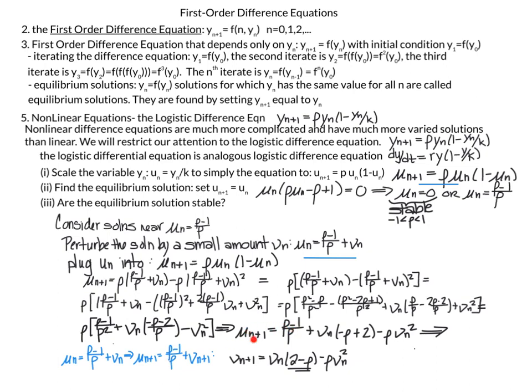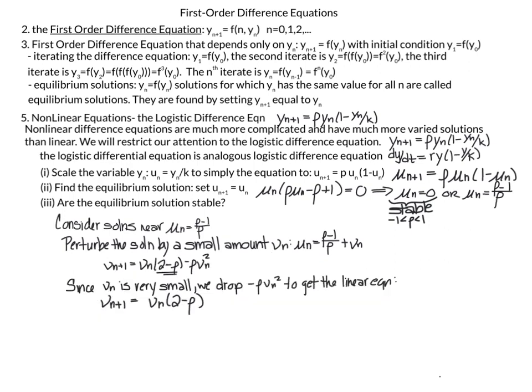So I have vn plus 1 is equal to the rest of this equation, which is vn times 2 minus rho, minus rho vn squared. And I've kind of summarized things here. I was considering solutions near mu of n equal to rho minus 1 over rho. I perturbed this solution by a small amount, vn. And what I got is vn plus 1 is equal to vn times 2 minus rho, minus rho vn squared. Since vn is really very small, we're going to drop this term here.